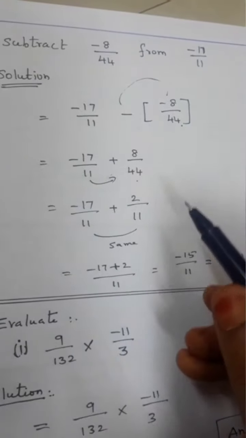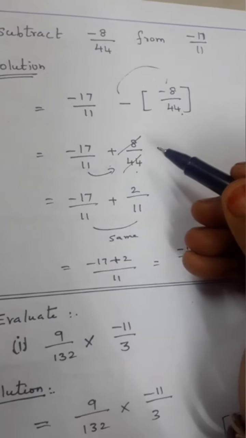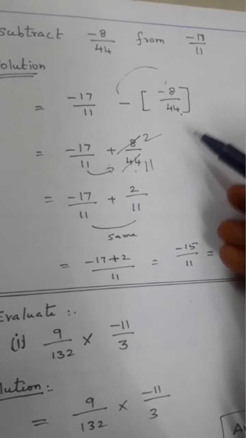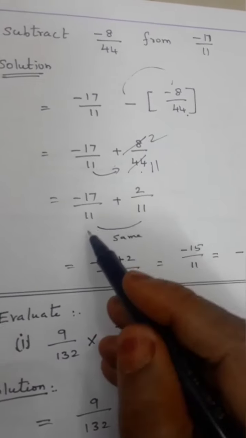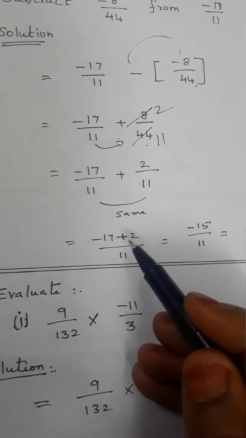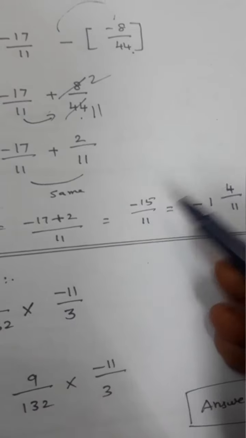11 4s are 44. Otherwise, the easy method is to divide the number using the fourth table. 4 2s are 8. 11 4s are 44. So it is minus 17 by 11 plus 2 by 11. Now both numbers have the same denominator, so write it one time. Minus 17 plus 2 equals minus 15 by 11. The answer minus 15 by 11 is also correct.